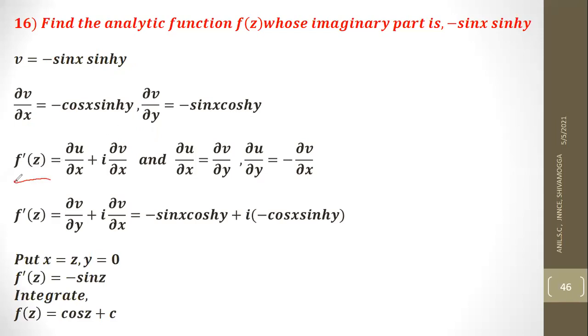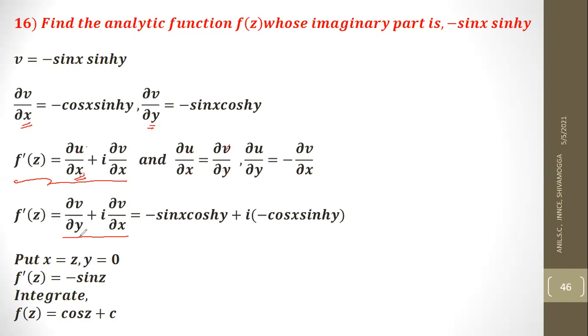Now let's consider f dash z is equal to del u by del x plus i into del v by del x, and use appropriate CR equations. We have to replace this del u by del x because we do not have this derivative of u with respect to x. We have only del v by del x and del v by del y. Therefore, using CR equation, that is del u by del x is equal to del v by del y, replace del u by del x by del v by del y and keep the rest as this. Del v by del y plus i into del v by del x.